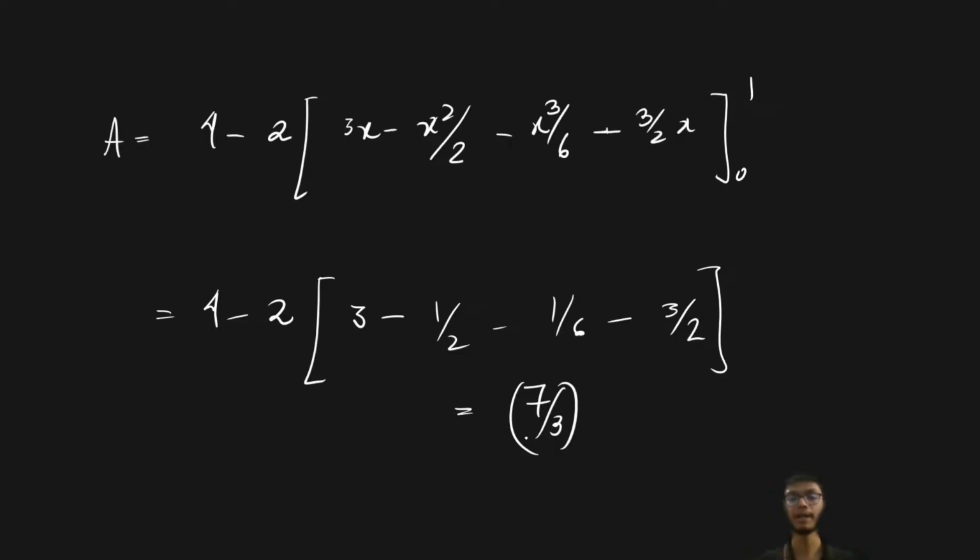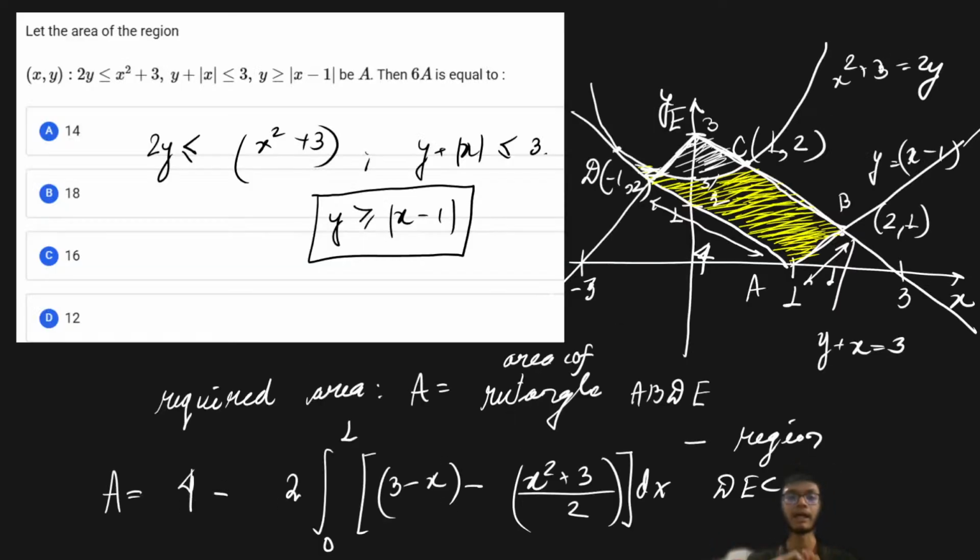This particular area is going to simplify and come out as 7 by 3. So finding the area is very simple. Once you are able to find the region, and how to find the region, that's the most important part. Once you are able to find out the region, the question is very simple in terms of finding the integral area. All right, is this clear to all of you?